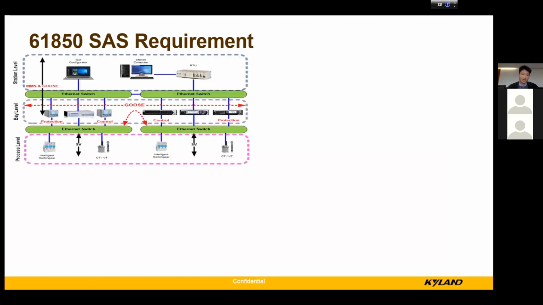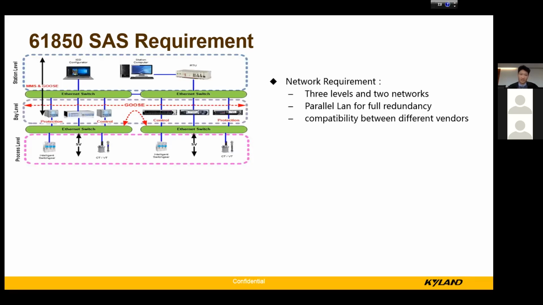And according to 61850, the substation is divided into three levels. The top level is station level, and then the bay level, and then the lowest level is the process level. And the Ethernet switch will be the communication medium between the different levels. So there will be three levels and two Ethernet networks between the three levels. So it is three levels and two networks.